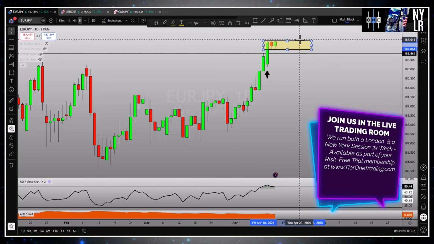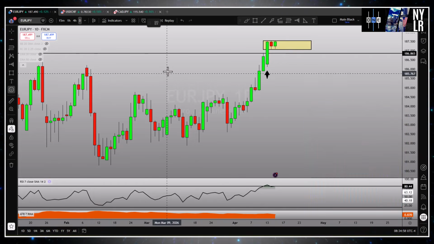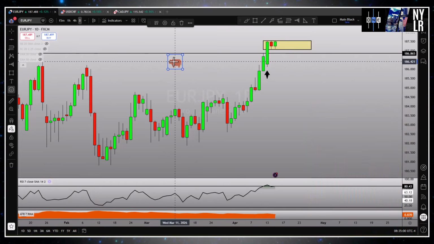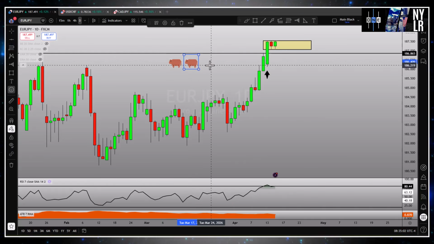So we got a violation of structure, which makes us think bullish. We have a high and tight flag, which makes us think bullish. Should we automatically just get bullish right now, or do we need to do something else?